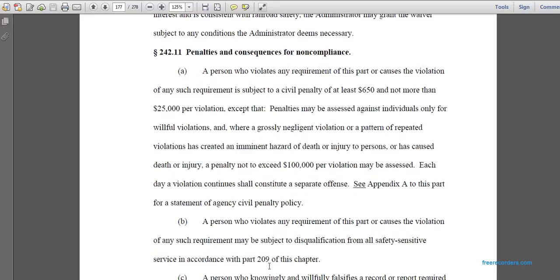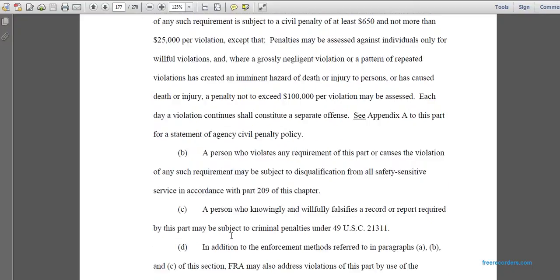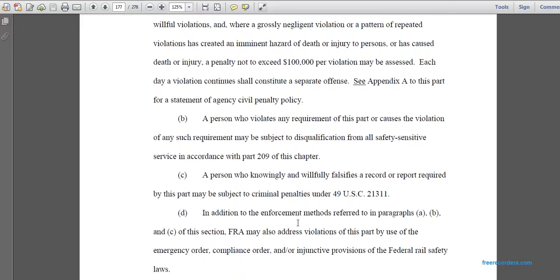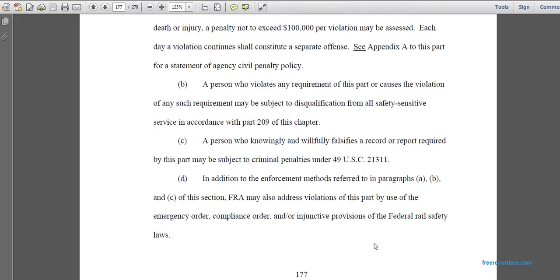A person who violates any requirement of this part or causes the violation of any such requirement may be subject to disqualification from all safety-sensitive service in accordance with Part 209 of this chapter. A person who knowingly and willfully falsifies a record or report required by this part may be subject to criminal penalties under Title 49 U.S. Code 21311. In addition to the enforcement methods referred to in paragraphs A, B, and C of this section, the FRA may also address violations of this part by use of the emergency order, compliance order, and injunction provisions of the Federal railroad safety laws.